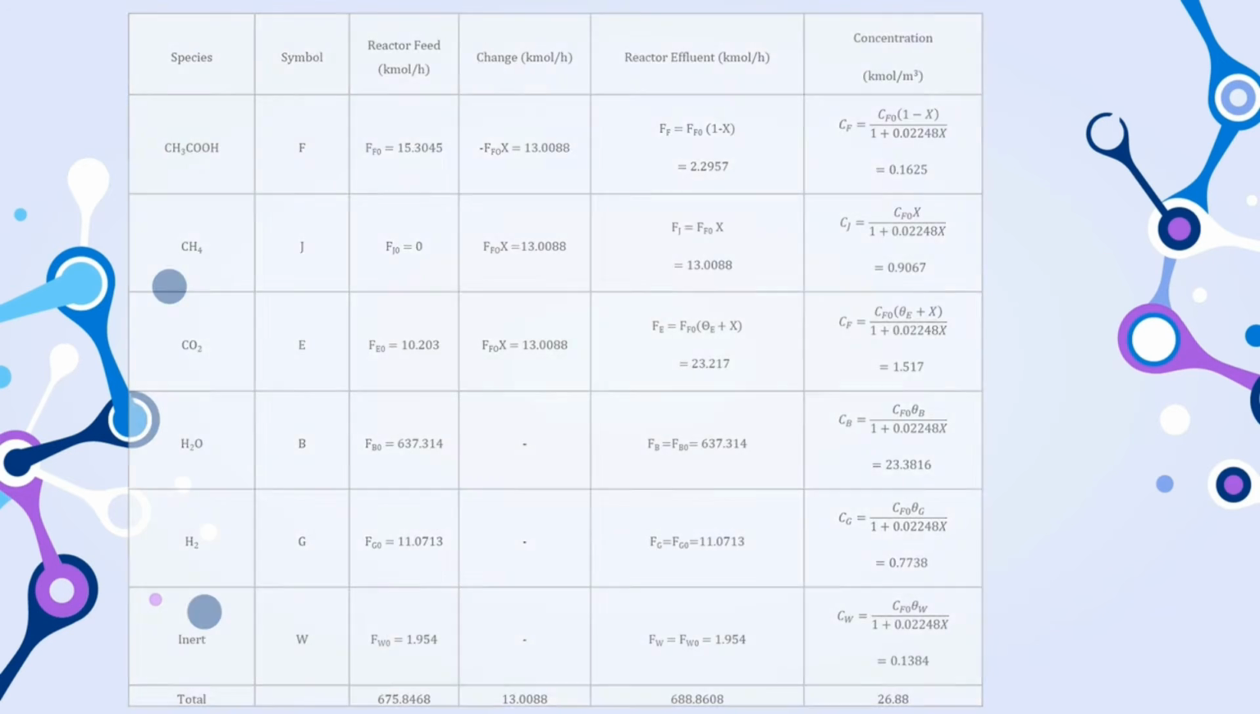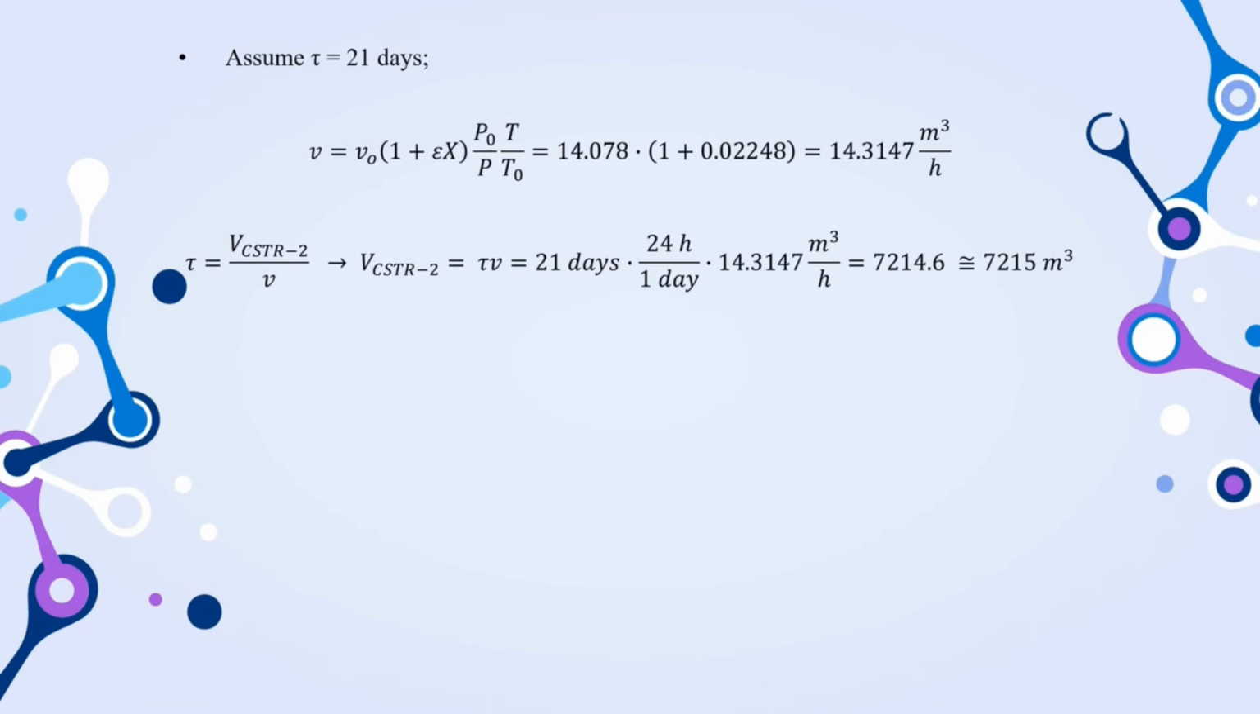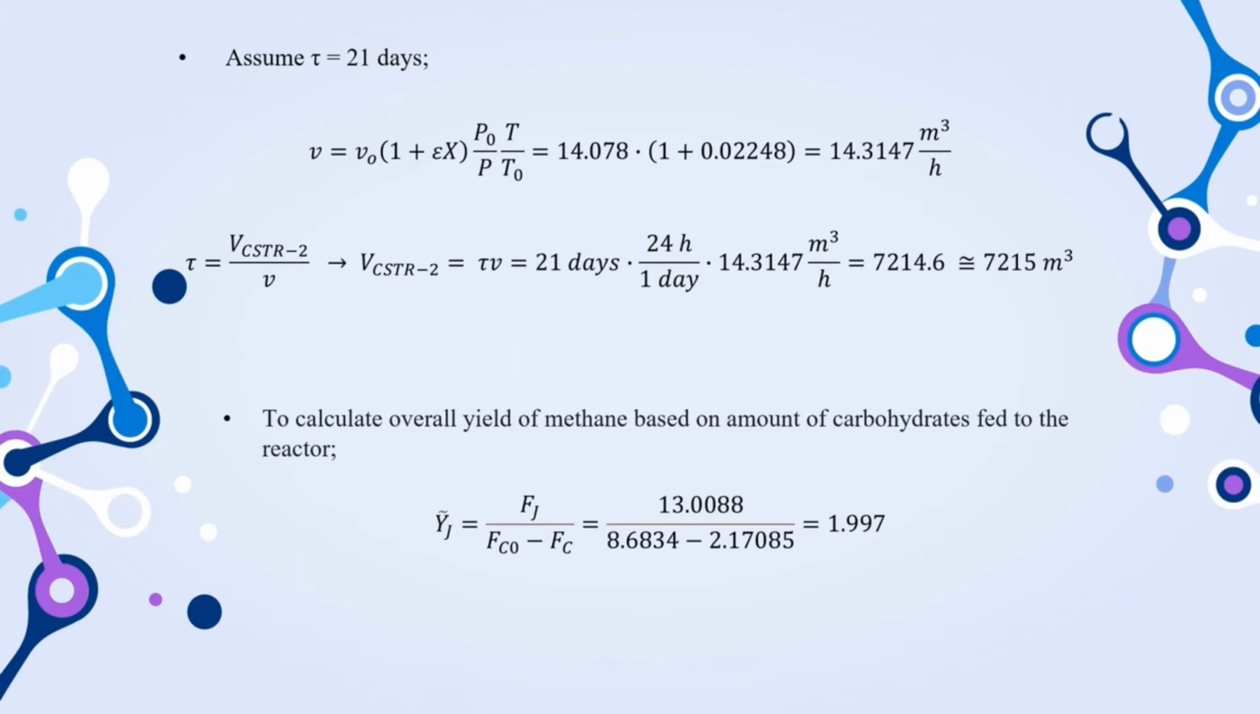Based on the same articles, the methanogenic bioreactor typically runs for about 21 days. So by assuming that the space time is equal to 21 days, the volume needed can be calculated as follows. Based on all the information that we have calculated, the overall yield of methane based on the amount of carbohydrate fed to the reactor can be calculated by using the formula as shown in the slides. The biogas produced will then be sent to the purification unit to produce high purity biogas.